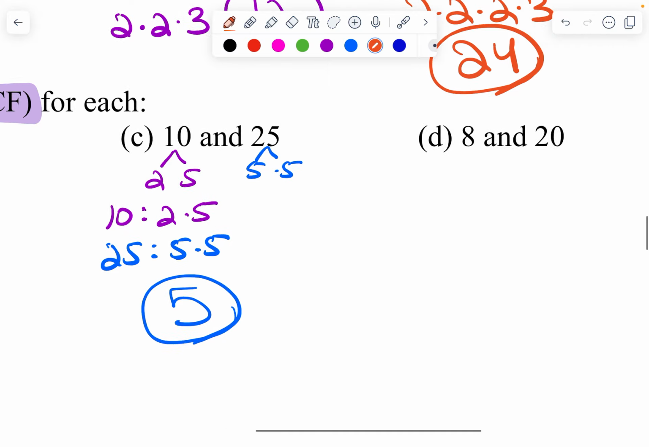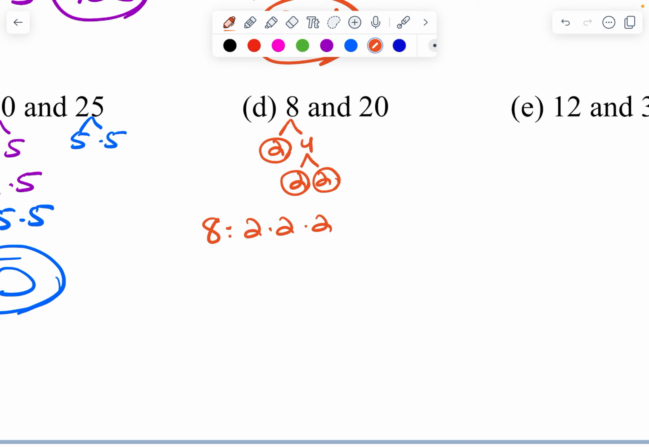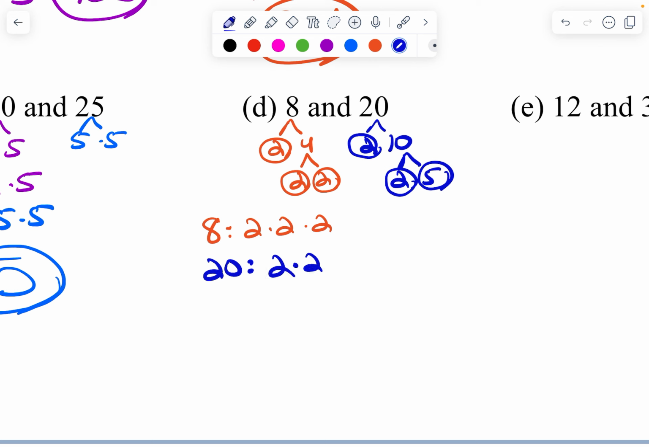All right, keep it moving on along here. Let's do pair 8 and 20. Greatest common factor. So let's see, 8 can be broken up as 2 times 4. 4 can be broken up as 2 times 2. So 8 is 2, 2, and 2. All right, 20. We've got 2 times 10. There we go. 2 is my prime. 10 is 2 times 5. So 2 and 5. So that means for 20, I've got 2, 2, and 5.